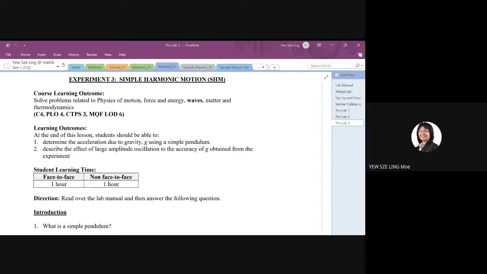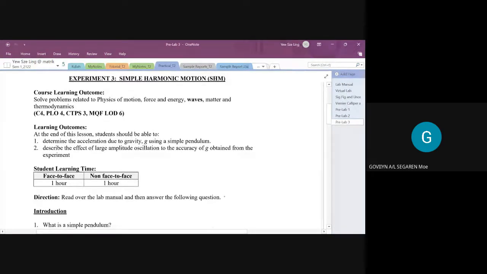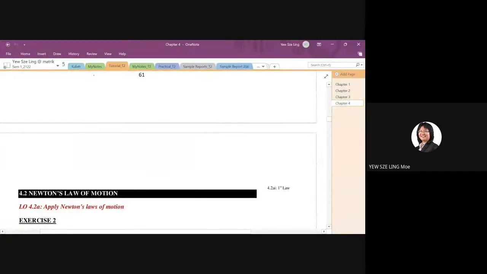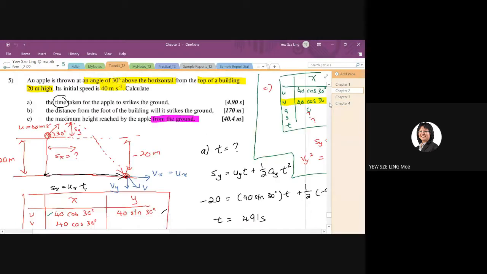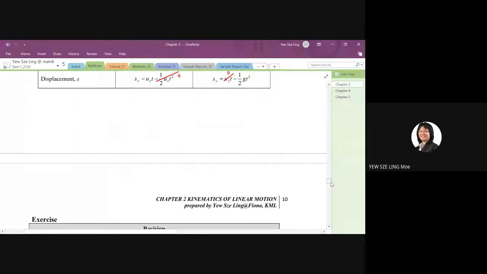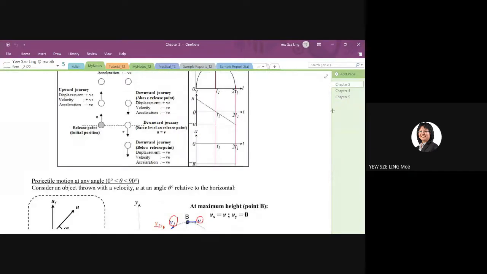Madam? Yes. I want to ask about experiment 2B. I don't really understand about horizontal motion. What are we supposed to do? I mean, you mentioned about graph. So what exactly? Now if you look at projectile motions, if you recall what projectile motion is, projectile motion is a 2D motion. That's why you have horizontal and vertical motions.